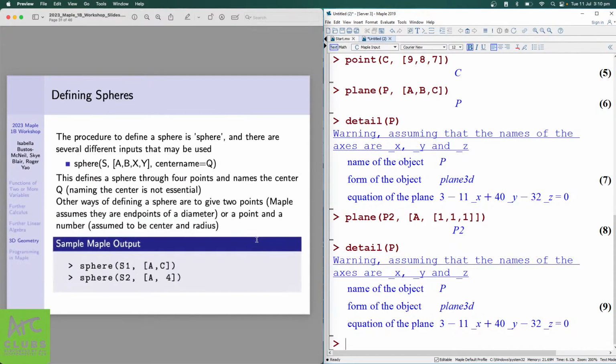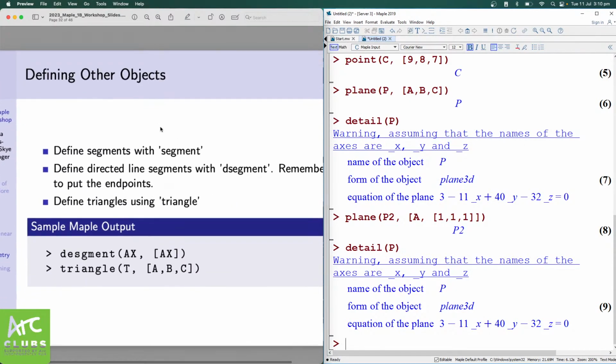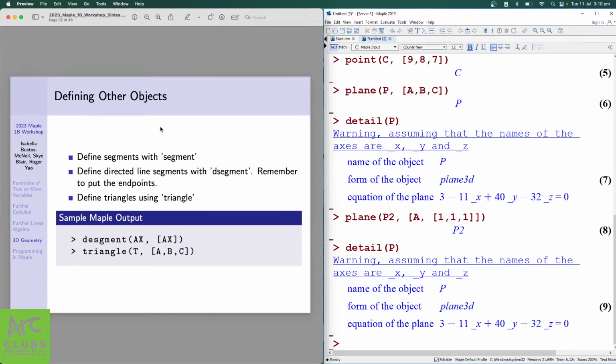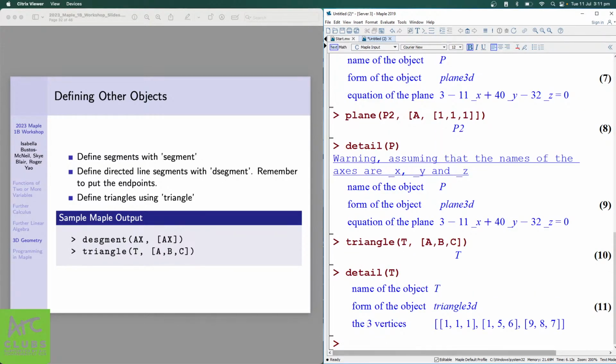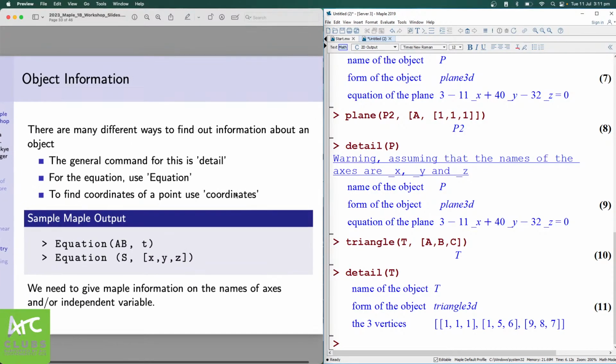Okay. So that's planes. We can also define a couple of other objects in Maple, except our use cases for these objects will be like much less frequent. One really cool object that we can define is a triangle. So we can create a triangle. Let's call this triangle T. To define a triangle, we have to give the triangle 3 points that the vertices lie on. So in this case, I'm going to use my predefined points A, B, and C. We can use detail to find a bit of information about it. So we can kind of like track its 3 vertices as we go on. Okay.